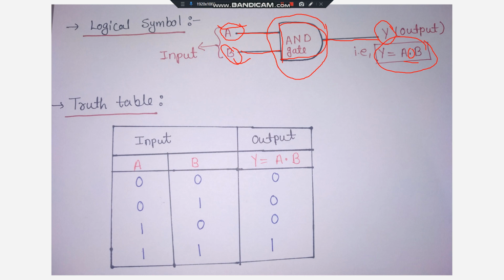Similarly we can write for n number of inputs. For example, if we want to make this diagram for a 3 input gate, simply 3 terminals will come, 1, 2 and 3, like this. We can give the names A, B, and C, and from here we will get the output terminal Y, and it looks like A dot B dot C. So we can do it for n number of inputs. Here we are done with the logic symbol.